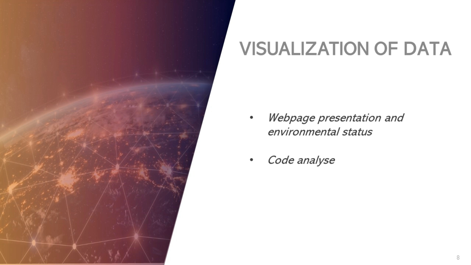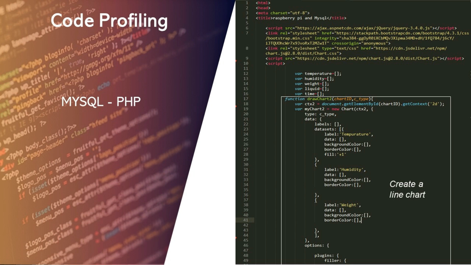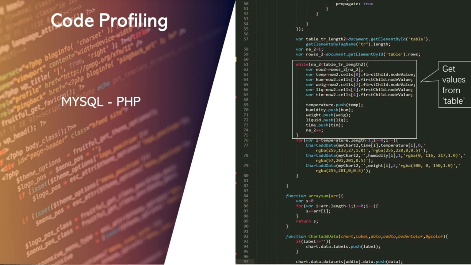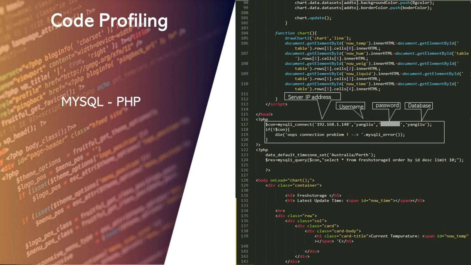The next part is the code analysis. Start by building a 9 graph frame and name them. Then get information from the PHP temporary table. This temporary table stores the data collected from the database for the web page to use.